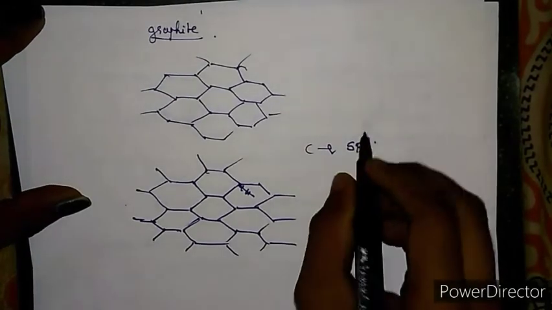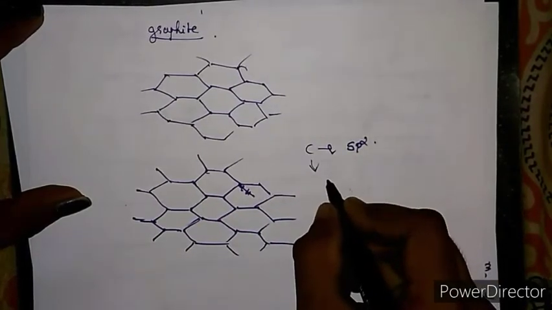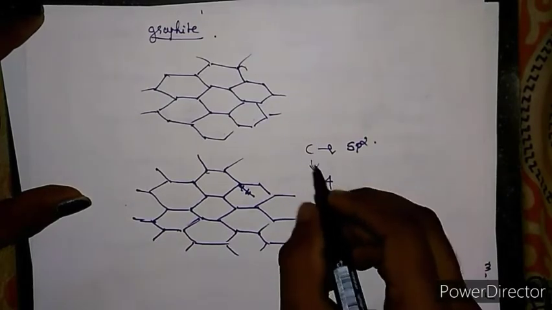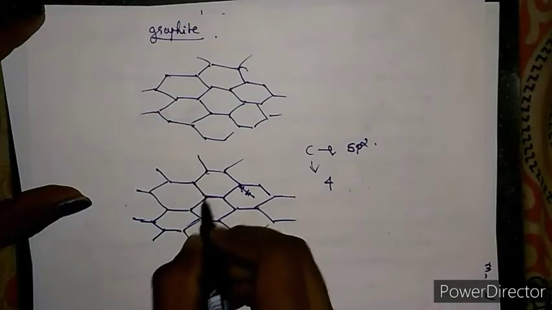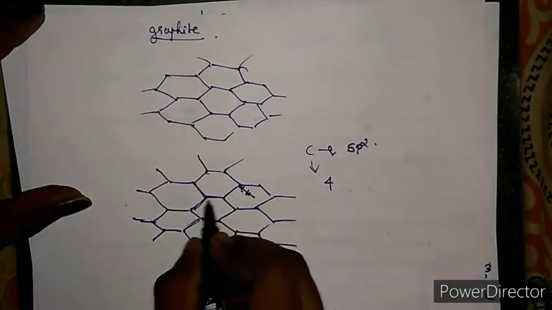Now, what is the valency of carbon? The valency of carbon is 4. There are 4 valence electrons in carbon. Out of the 4, 3 are used in making bonds, that is, to make the covalent bonds.